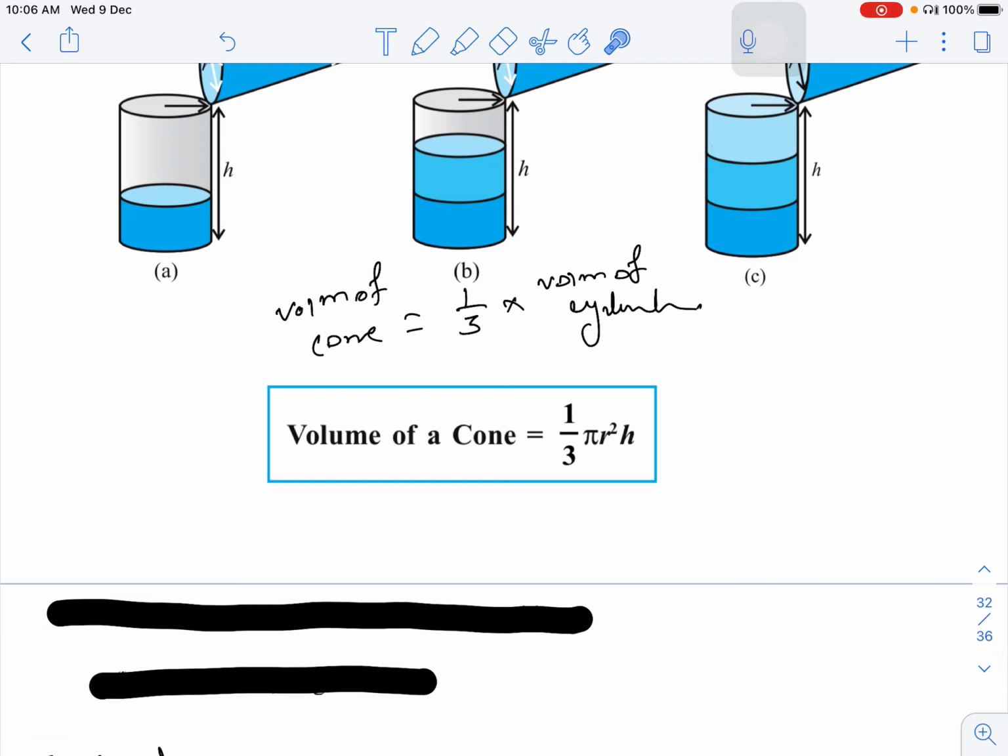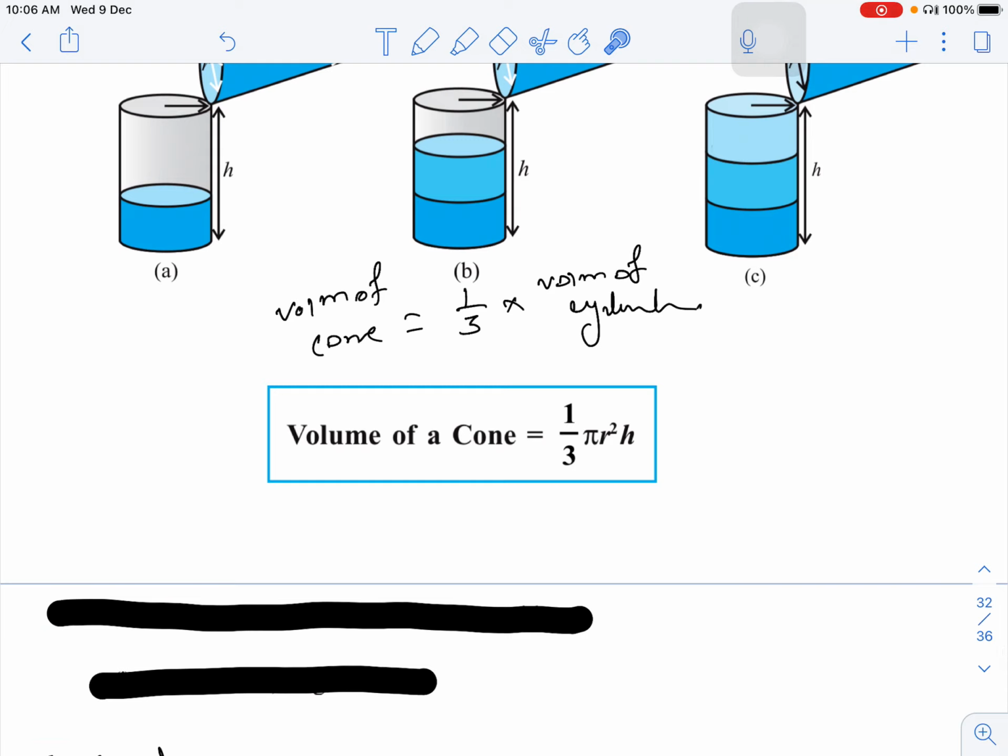Here it is given: find the volume of a right circular cone with radius equal to 6 centimeter and height equal to 7 centimeter. Given radius equals 6 centimeter, height equals 7 centimeter. Therefore, volume of cone equals 1 upon 3 pi r square h. Now we are given the radius and height, so we can easily find the volume. In the next step we will put the values for r and h.